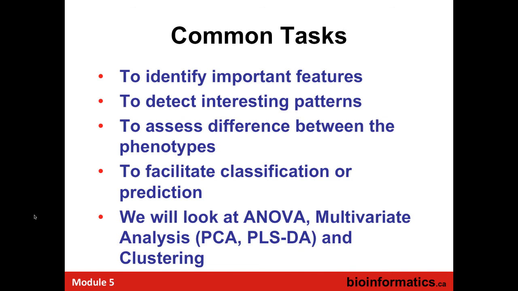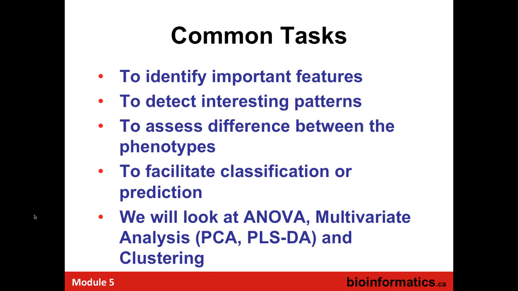So the data reduction and statistical analysis allows you to find those interesting features, those significantly changed peaks or concentrations. It allows you to look for certain patterns or trends. You can maybe assess differences between different phenotypes. You can classify, you can predict. So we're going to look at a number of the ones that Jeff mentioned, these ANOVA techniques, multivariate statistics.